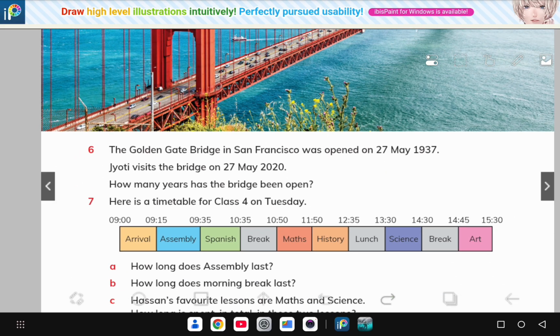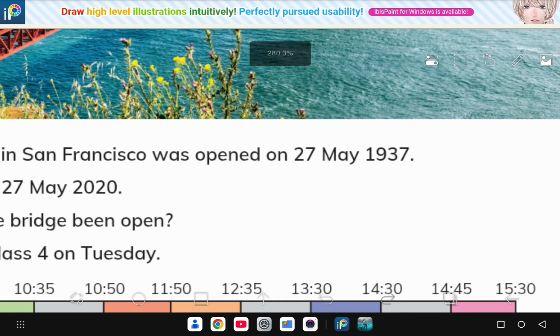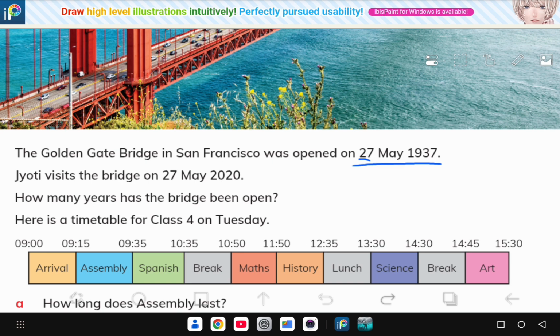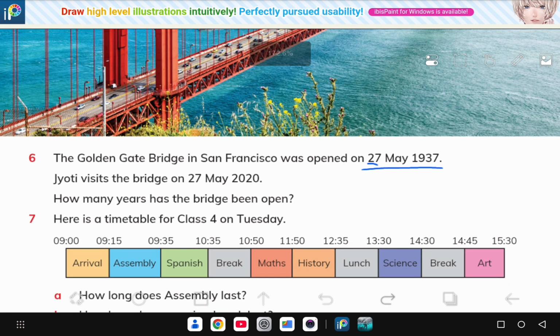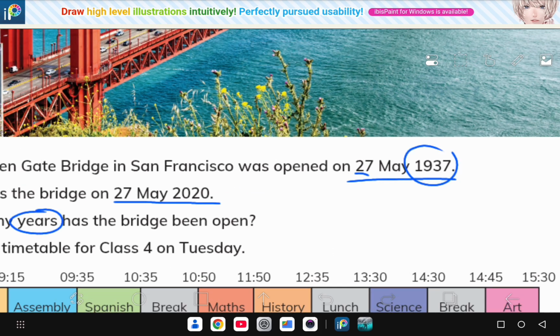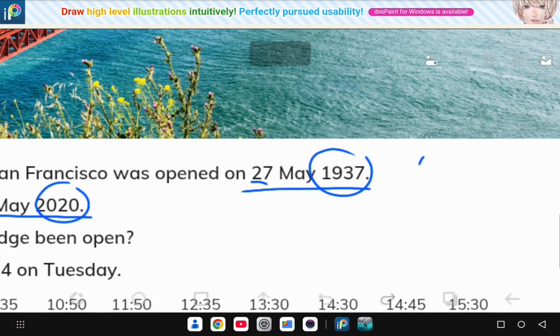Question number 6. The Golden Gate Bridge in San Francisco was opened on the 27th May 1937. Someone visited the bridge on 27th May 2020. How many years has the bridge been open? It's asking about the years. I take the years and I subtract them. 2020 minus 1937.